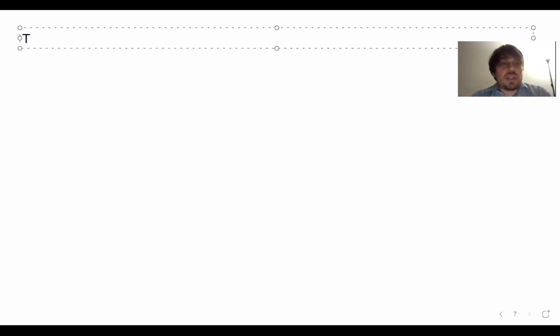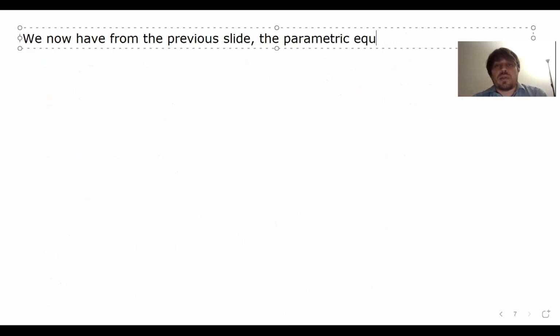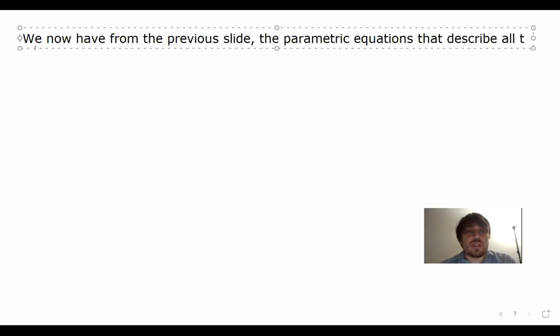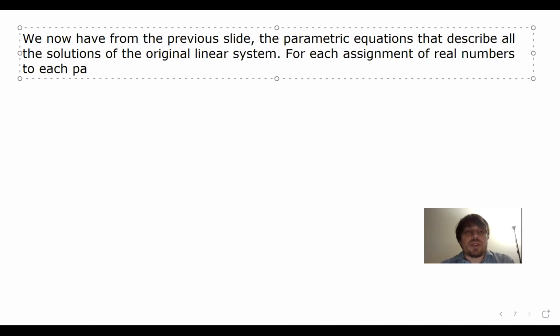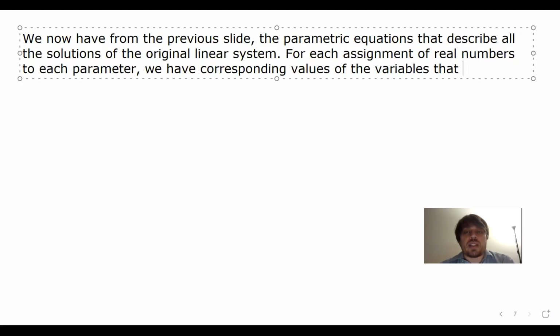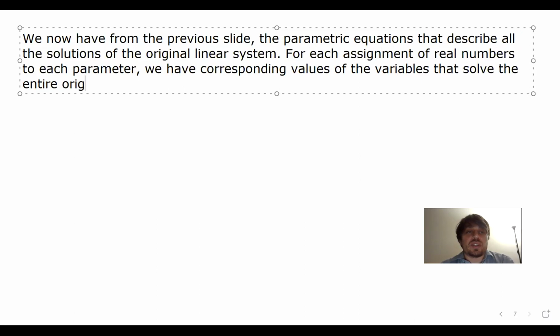What I just said: we now have, from the previous slide, the parametric equations that describe all the solutions of the original linear system. For each assignment of real numbers to each parameter, we have corresponding values of the variables that solve the entire original linear system.